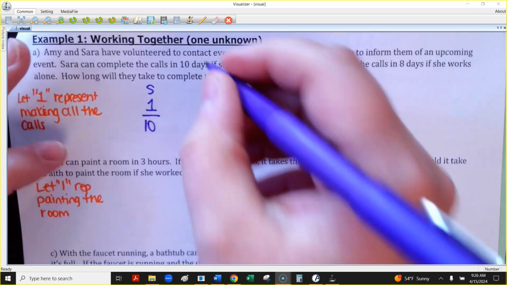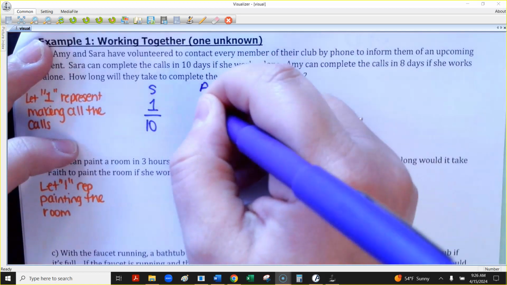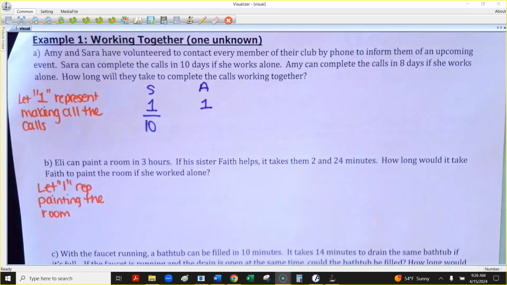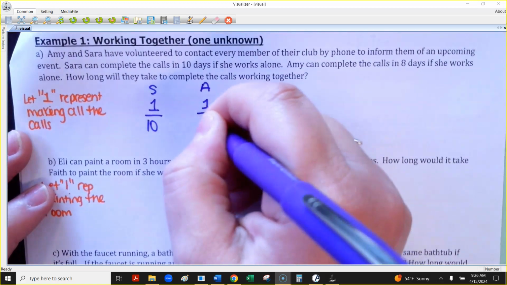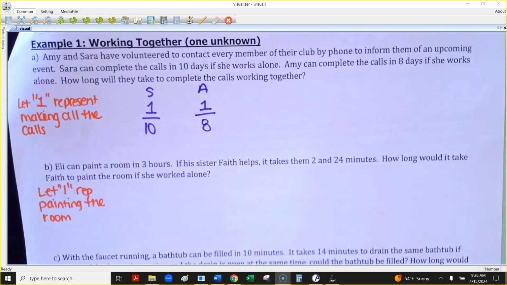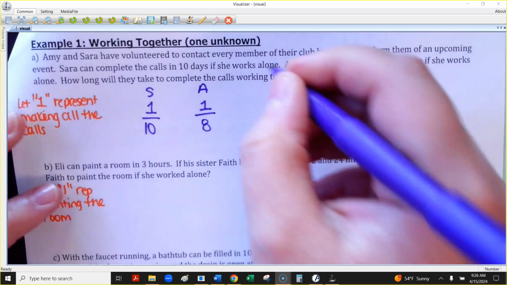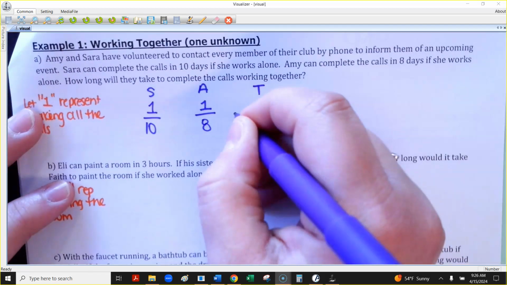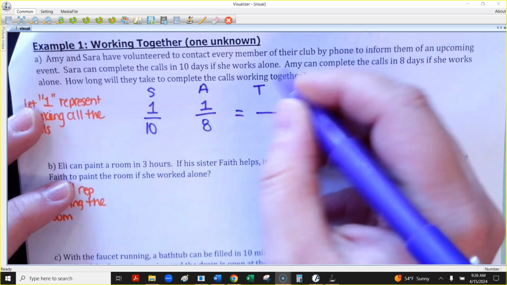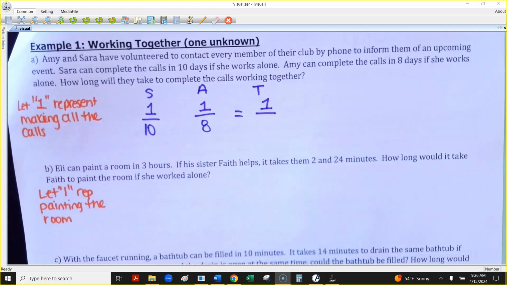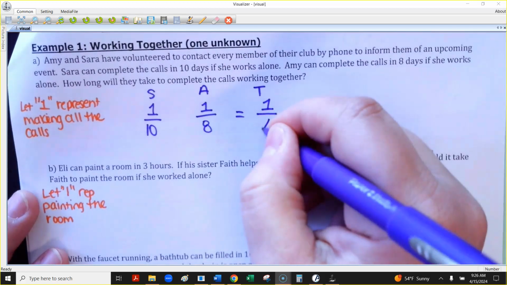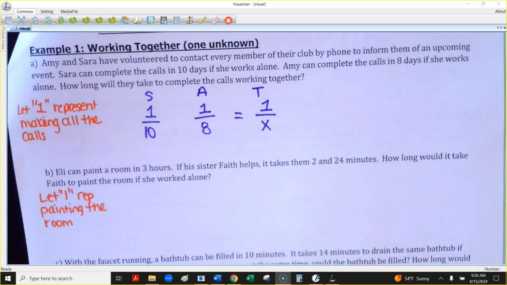Okay, now the other girl, her name is Amy, and she can complete that same 1 set of calls. It would take her 8 days to do this. And then if they work together, I did not mean to spell SAT, but that's what they have in there. So the same set, that 1 set of calls, and you don't know how long it would take if they helped each other. So that's what we're trying to figure out for this question.